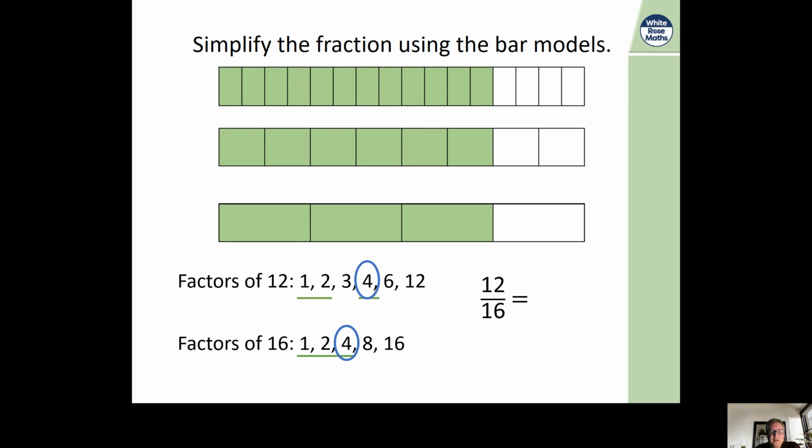So why are we looking at number 4? What is that? What would you term that? You might say that was the highest common factor. So 12 divided by 4 is 3, 16 divided by 4 is 4.